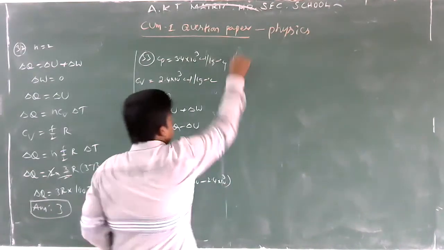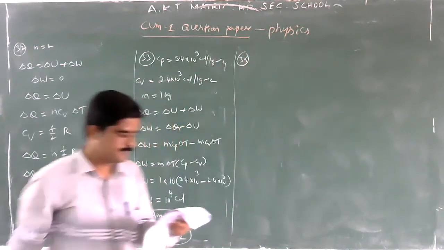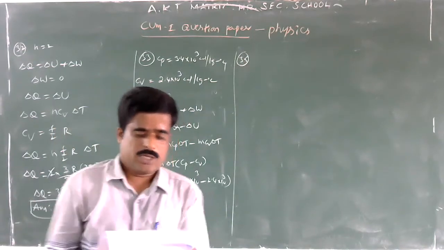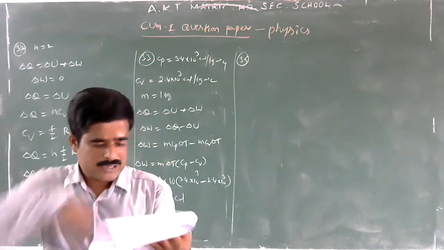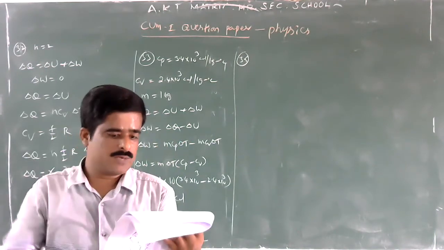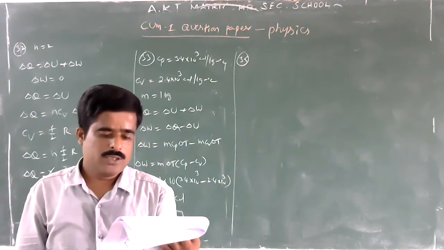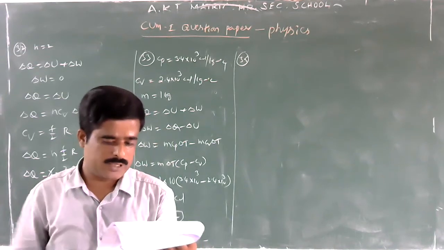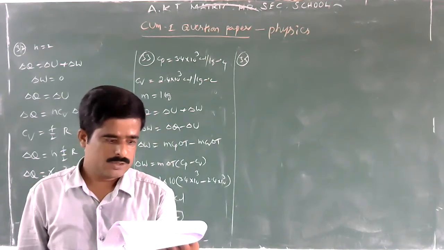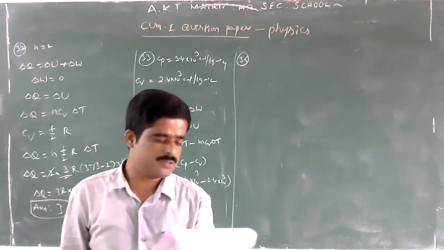Next, question number 35. In an isothermal reversible expansion, if the volume of 96 gram of oxygen at 27 degrees Celsius is increased from 70 liters to 140 liters, then the work done by the gas will be. So which process is it?